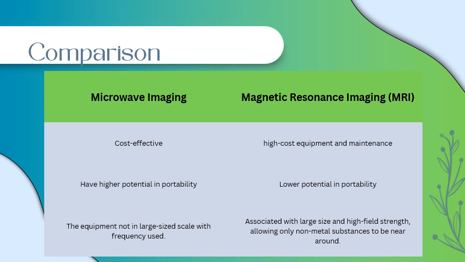A short comparison between microwave imaging techniques and magnetic resonance imaging (MRI): microwave imaging is really good in terms of cost effectiveness compared to MRI, and microwave imaging has higher potential in terms of portability, and the equipment is usually small in size and easy to use, while MRI is associated with a large size and high field strength, allowing only non-metal substances to be near around.